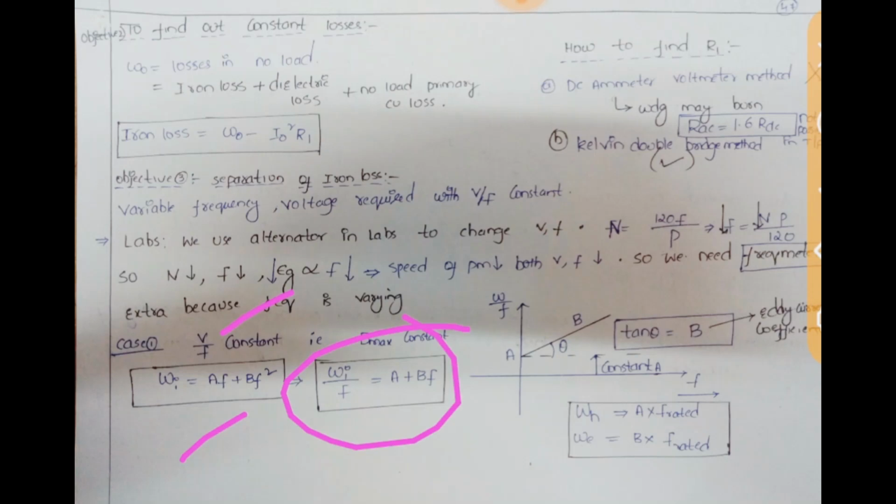This is an equation of a straight line. Now since A is constant, I kept it here, and with slope theta, B is moving.